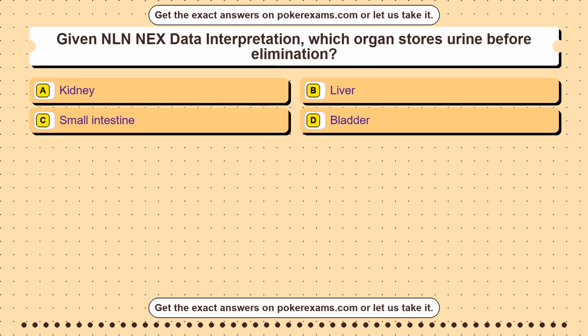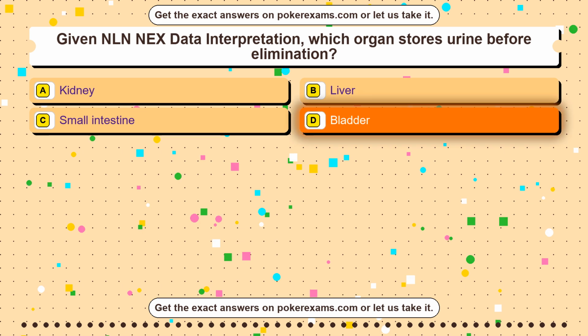Question 38. Given NLN NEX Data Interpretation, which organ stores urine before elimination? Option A kidney. Option B liver. Option C small intestine. Option D bladder. The correct answer is option D.